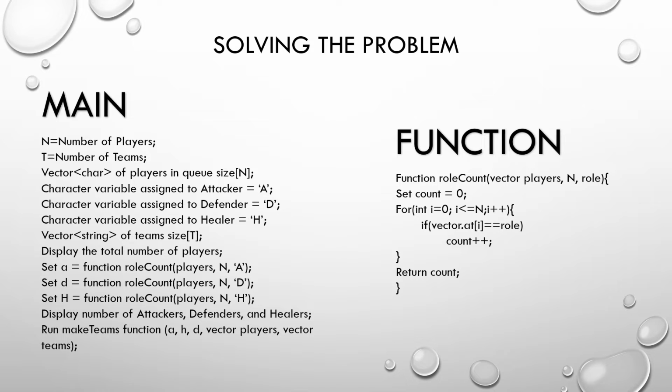And then we display the total number of players, which is just the size of the players vector. Then we set a to use our roll count function, which just counts the number of attackers, the number of defenders, and the number of healers, and sets it to A, D, and H. And then we display the number of attackers, defenders, and healers. Then we run the make teams function, which will be on the next slide.